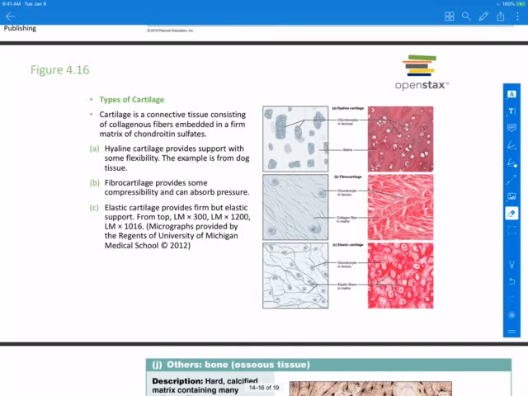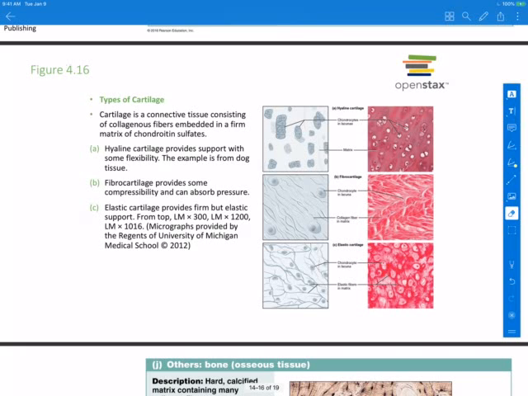It forms most of the embryonic skeleton. So we start off with a cartilage skeleton of long bones, and then it's replaced by bone. It also covers the ends of long bones and the joint cavities. It forms the costal cartilages. Costal is rib, so it forms the cartilages of the ribs. It also forms the cartilages of the nose and the trachea, which is the windpipe, and the larynx as well.